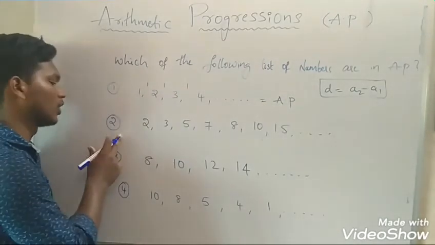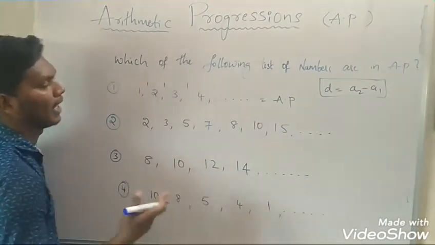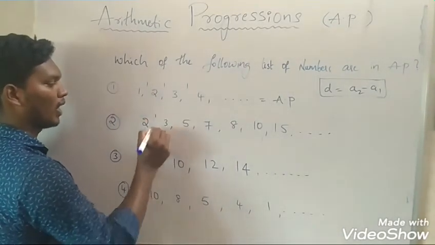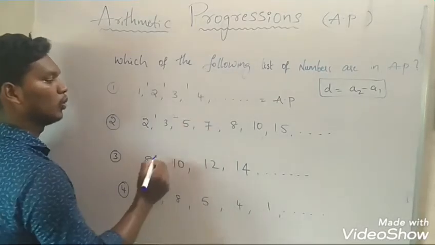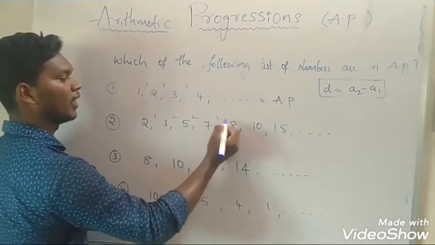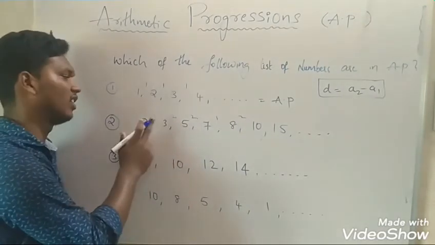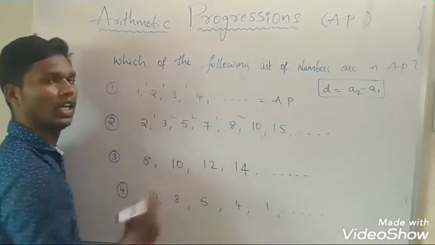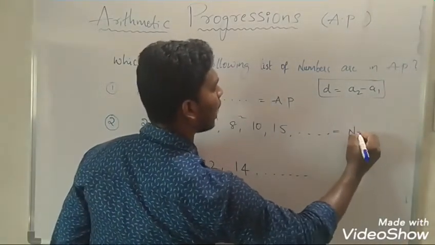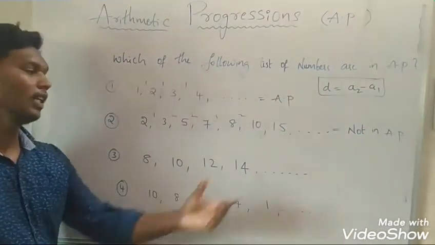Now we'll go through question number 2. 2, 3, 5, 7, 8, 10, 15. Right? Here common difference is 3 minus 2, 1. 5 minus 3 is 2. 7 minus 5 is 2. 8 minus 7 is 1. 10 minus 8 is 2. See friends, the common difference is not same, right? Sometimes we are getting 1 and sometimes we are getting 2. So since the common difference is not same, therefore the numbers are not in AP.